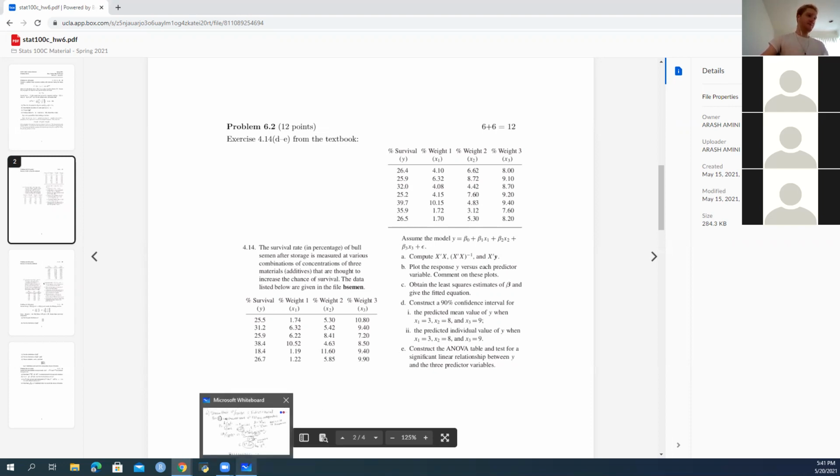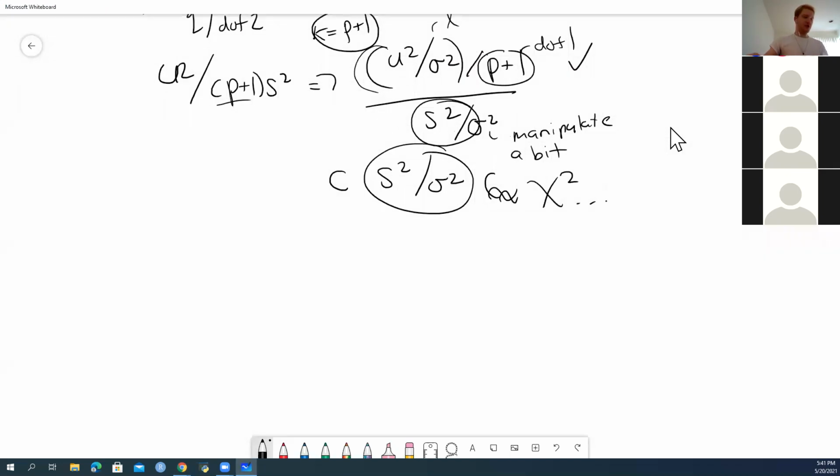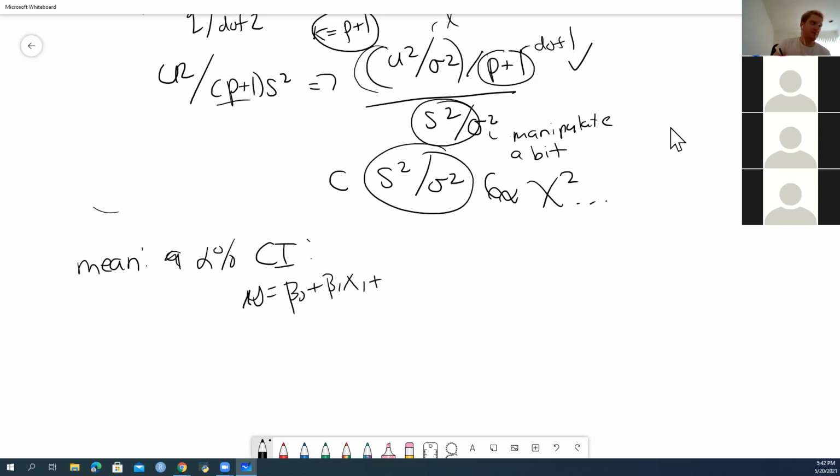So to remember, when you have a linear combination of vectors, let's talk about the difference between the mean and the individual. So for the mean, your alpha % confidence interval, your estimate, this is for the mean of a value. So you're saying we have mu is equal to beta naught plus beta 1 x1 plus beta 2 x2. And let's say beta naught equals 1, beta 1 equals 2, beta 2 equals 3.